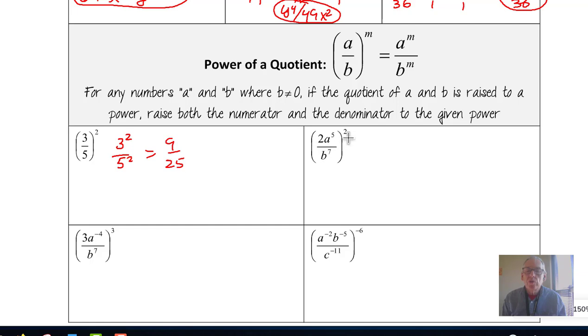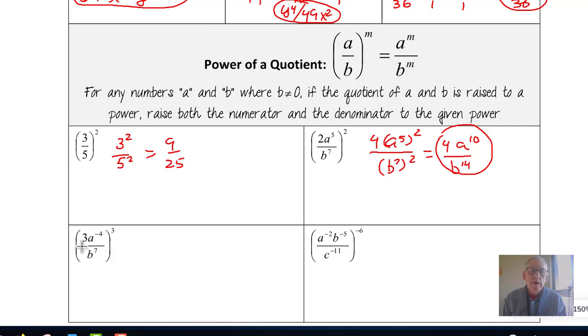Next one, 2 squared is 4. A to the 5th to the 4th, or a to the 5th squared. And then here we have b to the 7th squared. Simplifying, we've got the 4. A to the 5 to the 2 is a to the 10. And in the denominator, we have b to the 7 to the 2, which is b to the 14. That's how those would simplify.